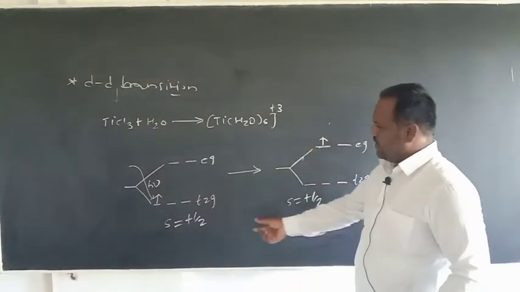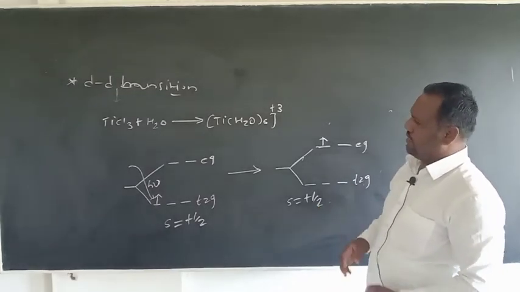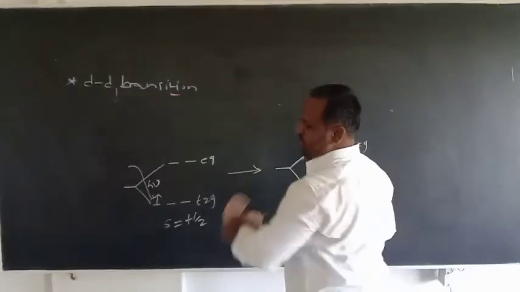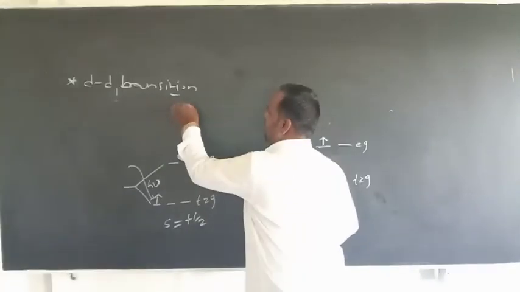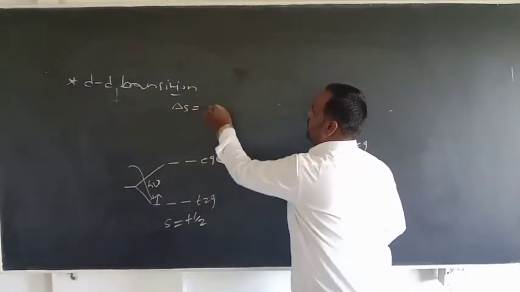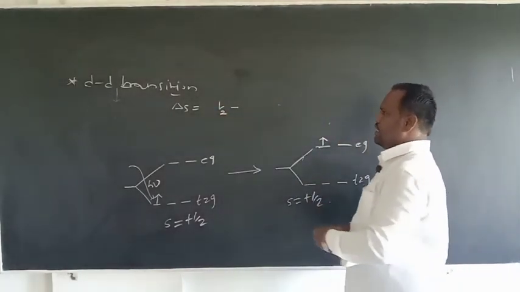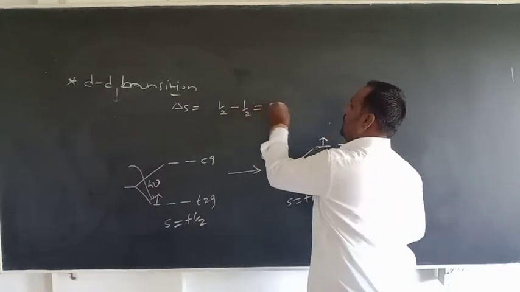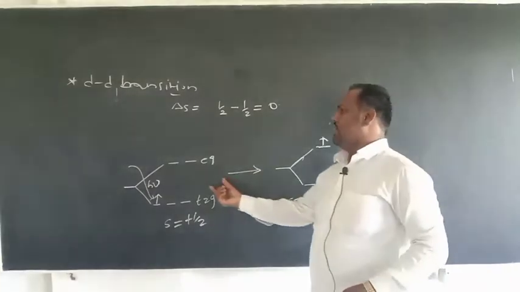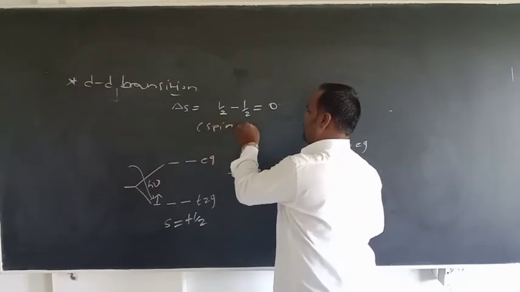In this case the spin of the electron is 1/2, and after excitation the spin of the electron is also 1/2. If you consider the selection rule for this transition, delta S is equal to 1/2 minus 1/2, so the total is equal to 0. So delta S is equal to 0, and this transition is considered an allowed transition. This is a spin allowed transition.